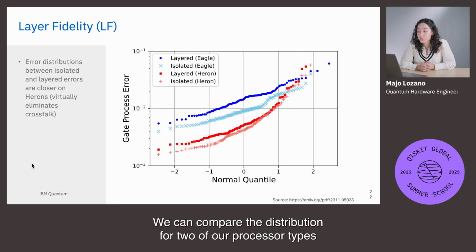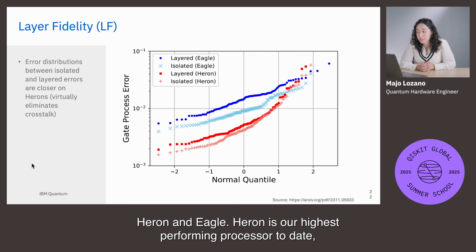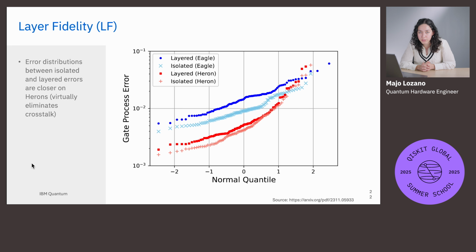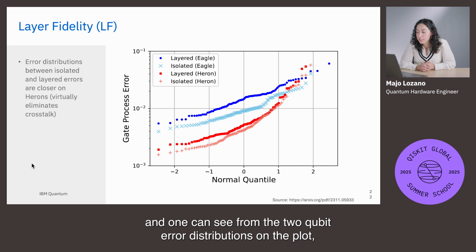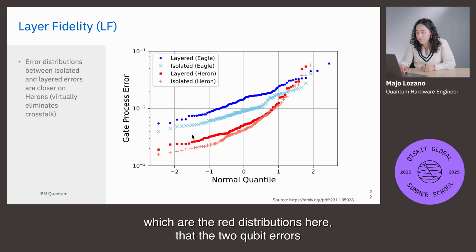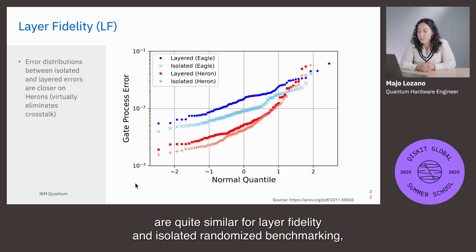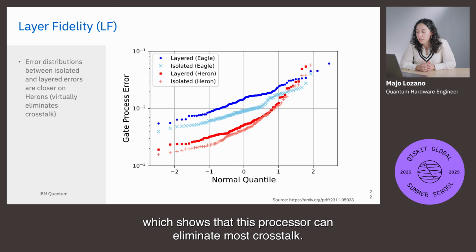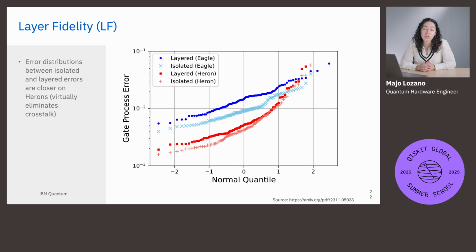We can compare the distribution for 2 of our processor types, Heron and Eagle. Heron is our highest performing processor to date, and one can see from the 2-qubit error distributions on the plot, which are the red distributions here, that the 2-qubit errors are quite similar for layer fidelity and isolated randomized benchmarking, which shows that this processor can eliminate most crosstalk.